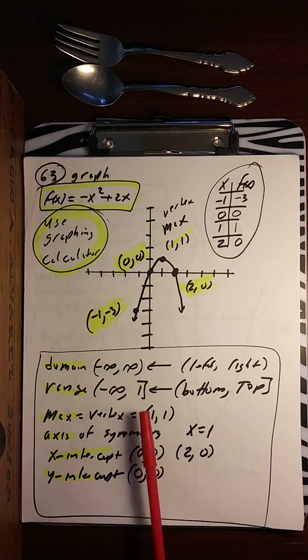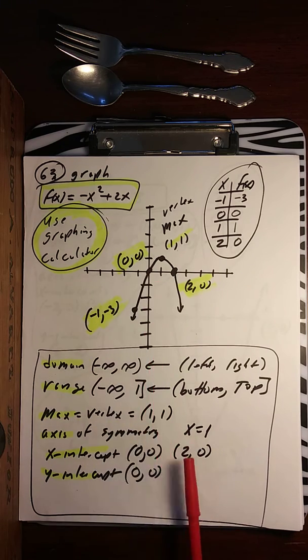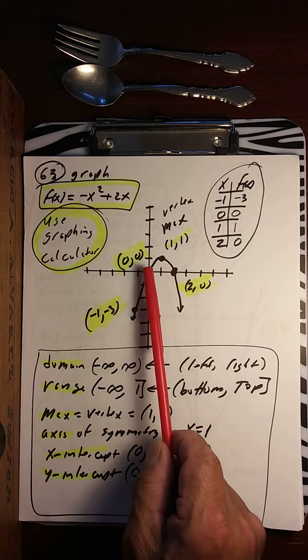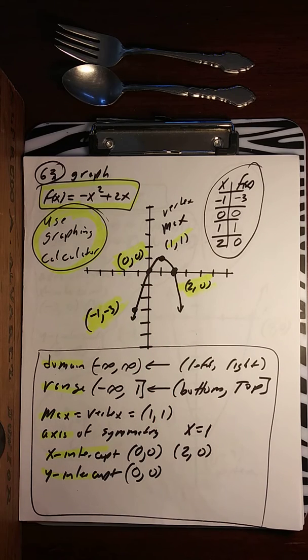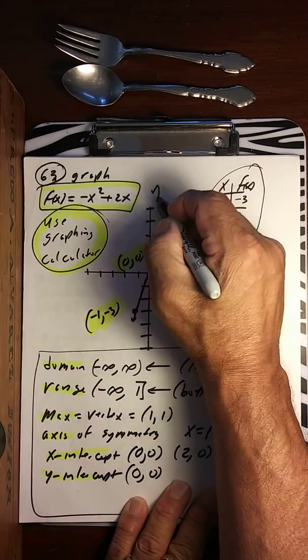The x-intercepts are (0, 0) and (2, 0). And the y-intercept is at (0, 0) right there. Okay? Alright, let's go to the next one. And again, this is the x and this is the y.